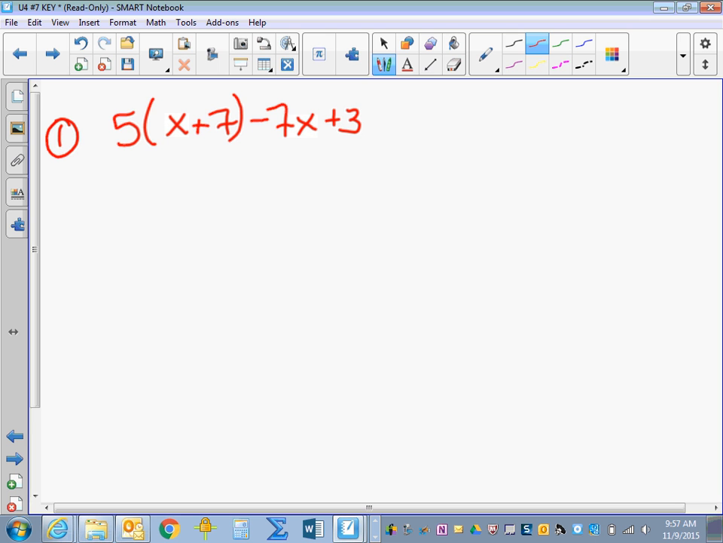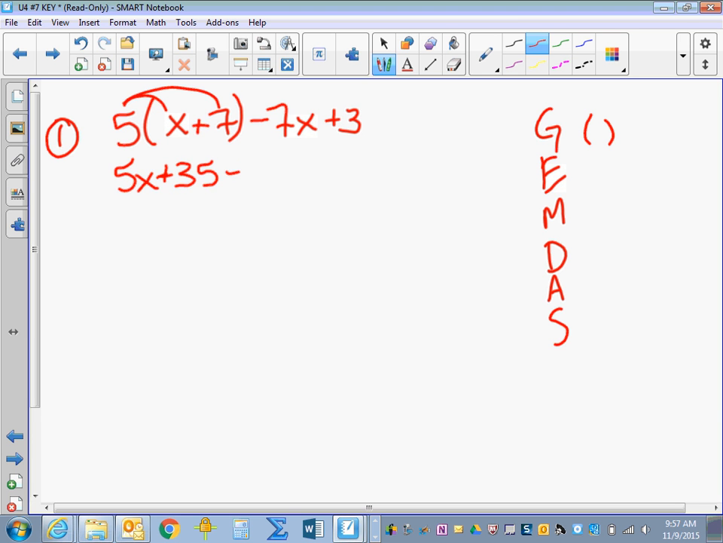Before like terms, parentheses, right? We need to take care of our parentheses first. Remember GEMDAS. GEMDAS is grouping, that means parentheses are included within that. So what do I have to do with this 5? Whatever that thing is, yes, distribute it. So we have 5x plus 35 minus 7x plus 3.